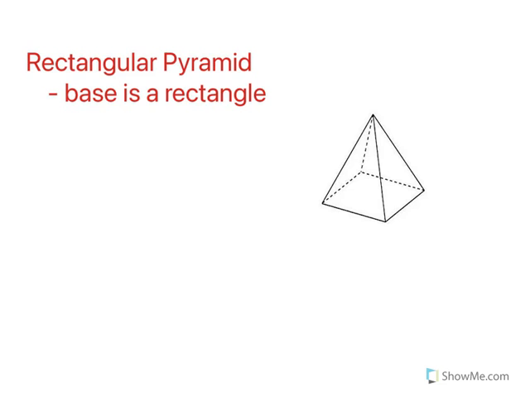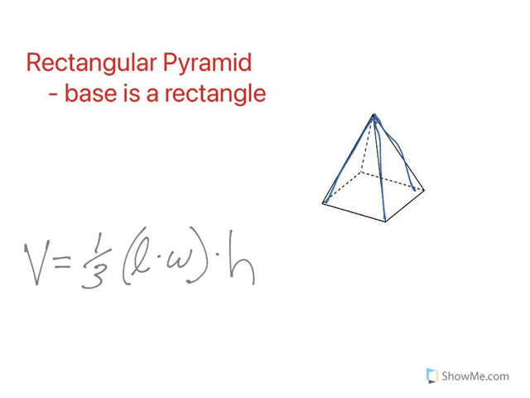So if we're going to find the volume of a rectangular pyramid, we're going to use the formula V equals 1/3 length times width times the height. Now, what does this mean? The fact that it's 1/3 is because we are meeting at an apex.